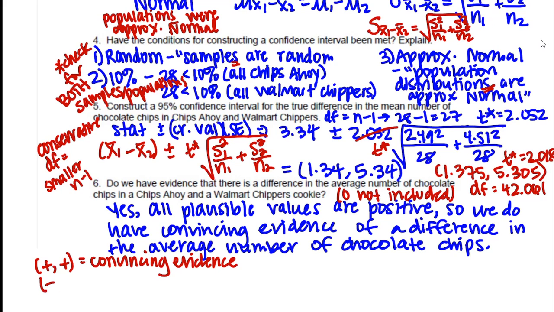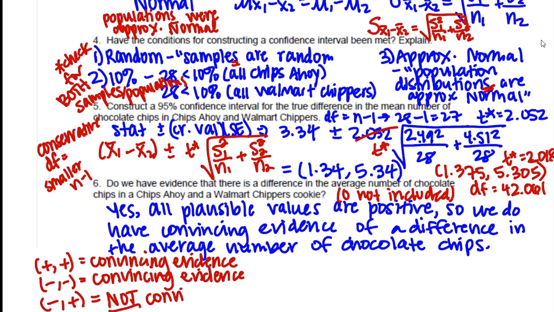If your interval is all negative, you still have convincing evidence, just of the opposite thing. Because I did Chips Ahoy minus Walmart chippers, if I had an all negative interval, then that would show that Walmart chippers have more chips than Chips Ahoy. And if my interval goes from negative to positive, that means it includes 0, and so we do not have convincing evidence.